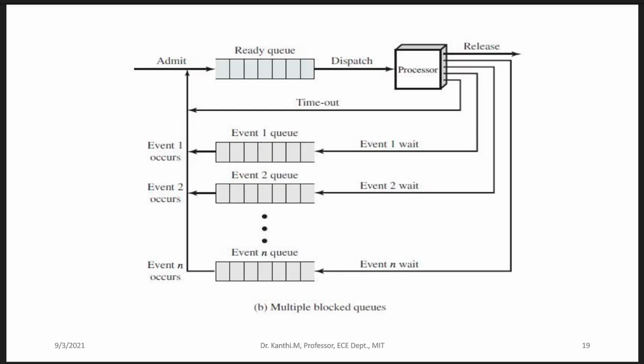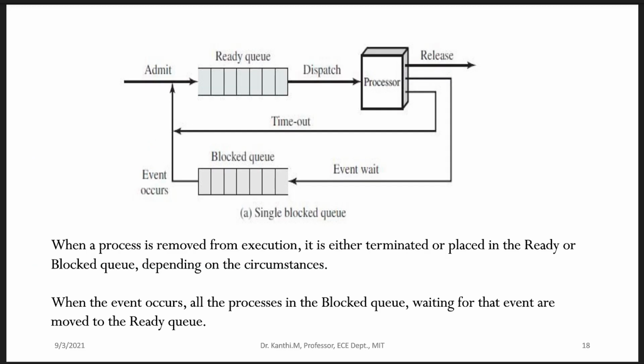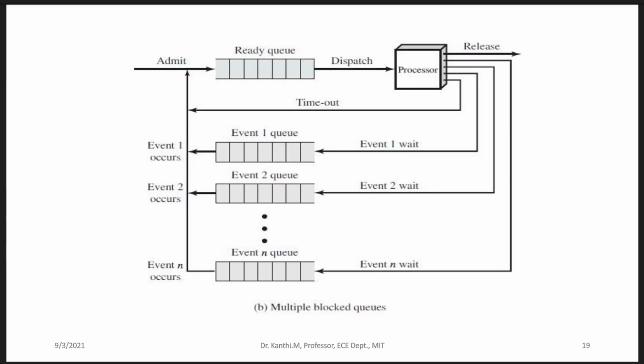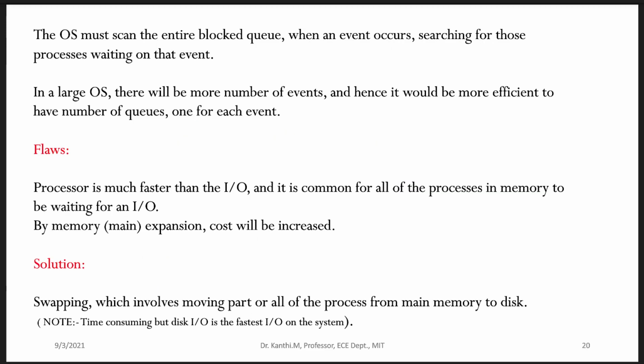In the previous diagram I have shown only a single queuing system for the blocked processes. So if there are multiple events and multiple processes are put up in the queue, it is very difficult for the OS to trace and push them back to the ready queue, because it needs to scan the entire queue. Here we can see that we have separated it for each event.